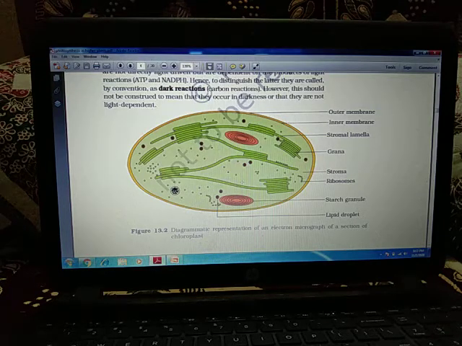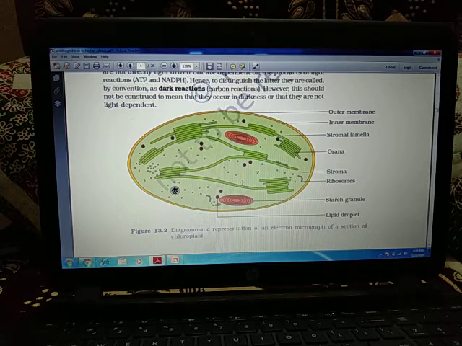Now chloroplast DNA, or ctDNA, is naked. This DNA does not have any outer covering, and it is circular or it can be linear also. It makes the chloroplast semi-autonomous. That is, organelles which have their own genetic material become semi-autonomous, not fully autonomous. That means they cannot control themselves fully, but to some extent they can control their activities.